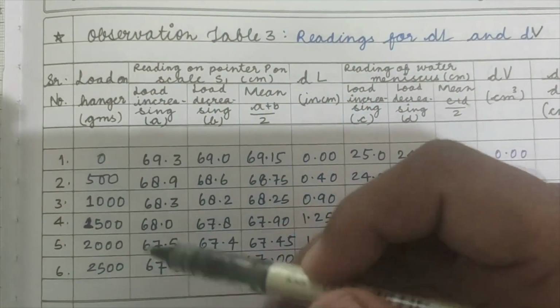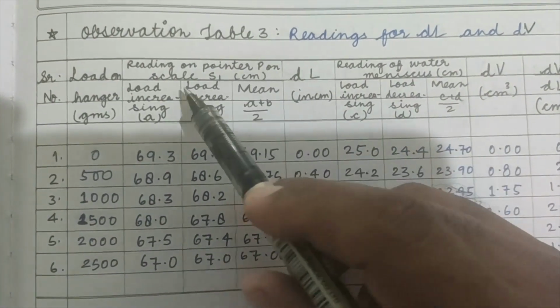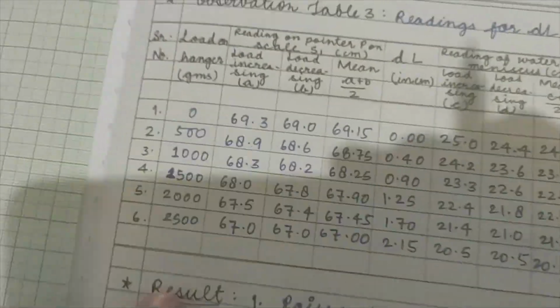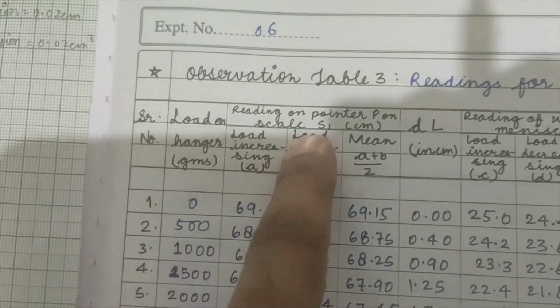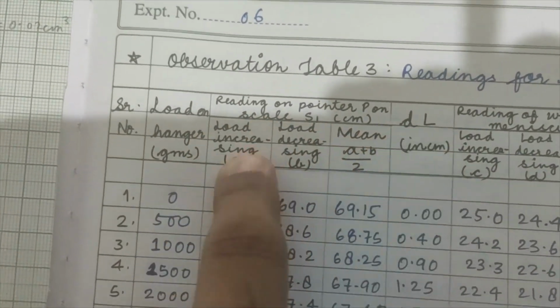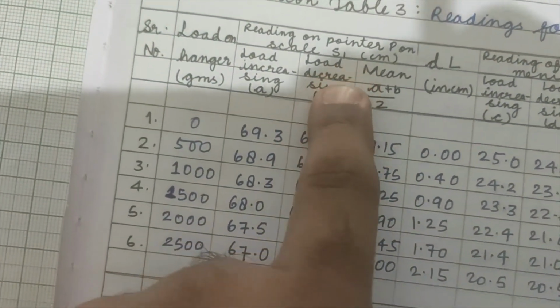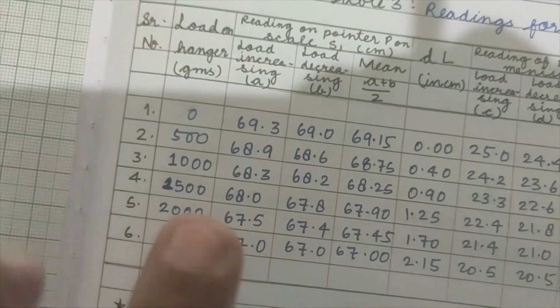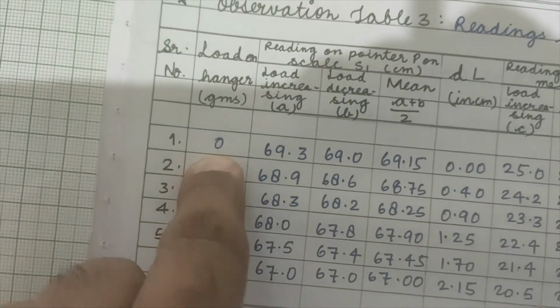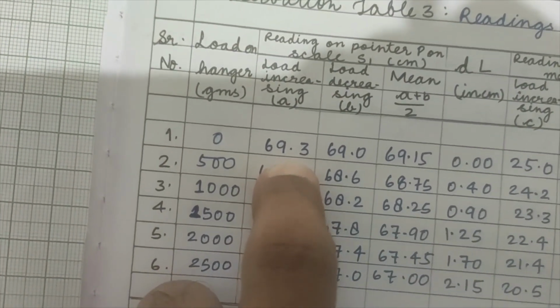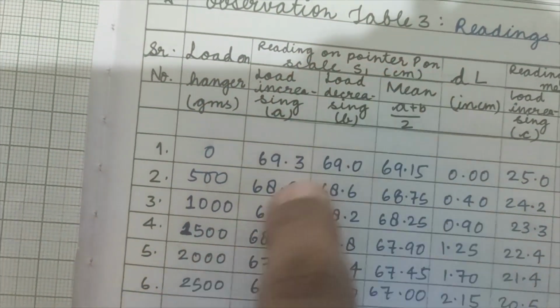It shows the load on the hanger and the reading of the pointer P on the scale S1. This is my pointer P on this scale. We have to note it down when the load is increasing, and then when the load is decreasing. First we have no load, 0 grams, and we note down the reading on the pointer P.